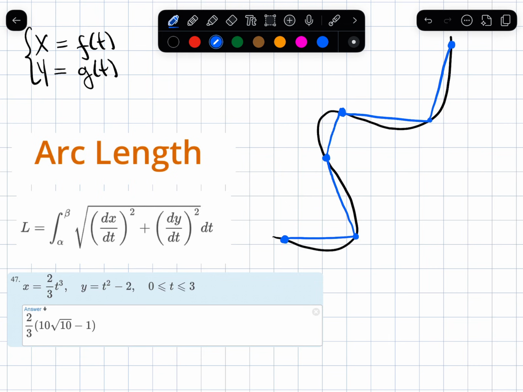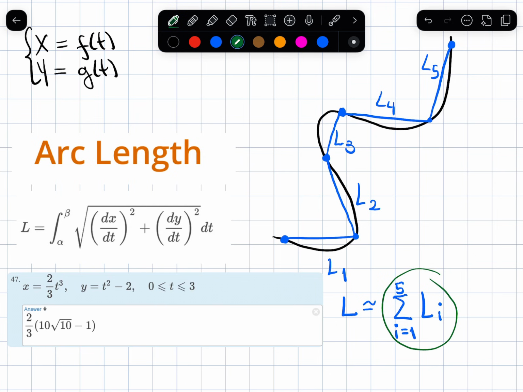And basically, let's say this is your L1, this is your L2, this is your L3, this is your L4, this is your L5. So basically the idea behind it is that L is approximately the sum of Li from i equals 1 to 5. If you're not familiar with this, all this is saying is that this is L1 plus L2 plus L3 plus L4 plus L5. That's all this summation notation is saying.